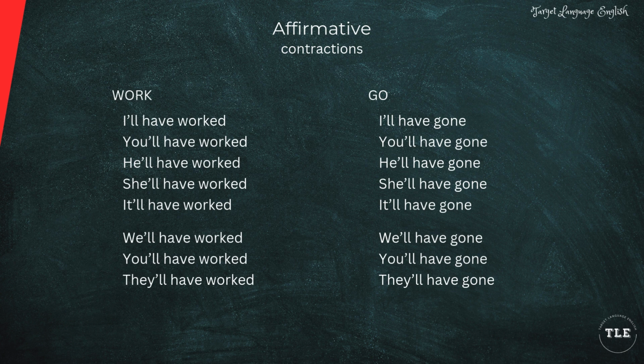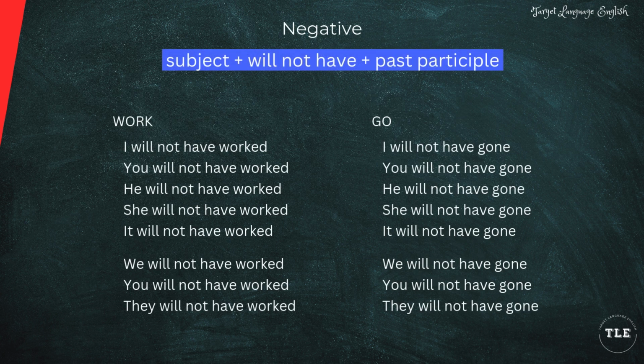The verb go, singular. I'll have gone, you'll have gone, he'll have gone, she'll have gone, it'll have gone. Plural, we'll have gone, you'll have gone, they'll have gone. In the negative, we insert not between will and have.